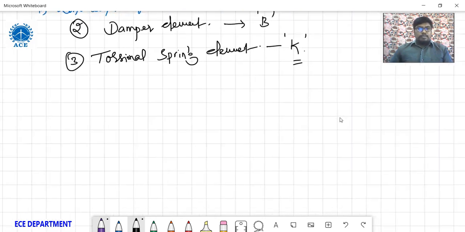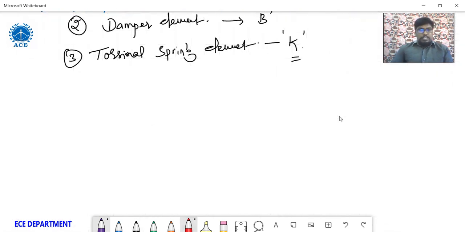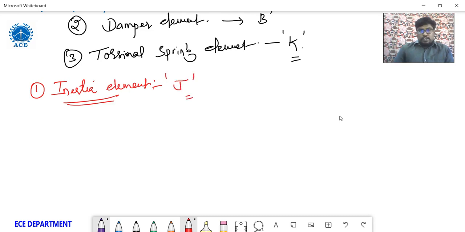Now we'll see them one by one. The first one is the inertia element, which is represented with J, and the units are kg meter square. So inertia units will be kg meter square.